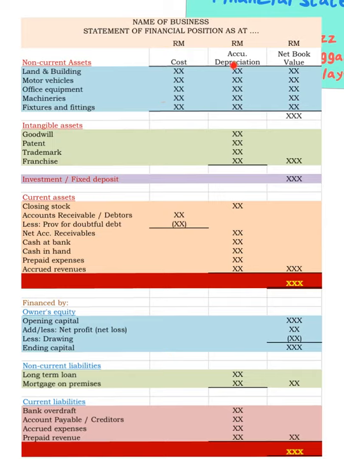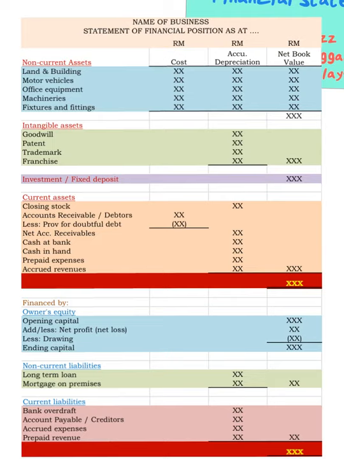If you have any accumulated depreciation, then we list it here, and then you will get the net book value. When you total up, this is the amount that we are going to use. Not this amount, but the net book value here. And then after that, we have intangible assets, which come after the non-current assets. Intangible assets are assets that you cannot see with your eyes and cannot touch. For example, goodwill, the patent, the trademark, the franchise. You list down here and you get the total and you put it on the last column.